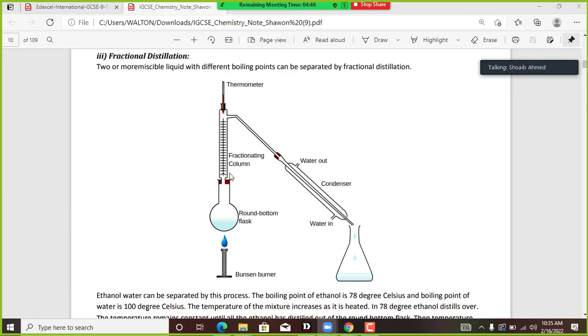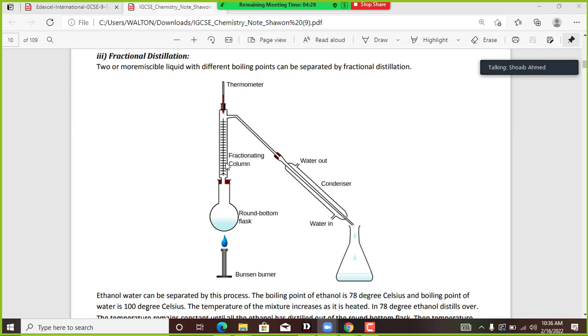When the temperature reading is 78 degrees Celsius, ethanol will start boiling and become a gas. This gas passes to the condenser, becomes liquid, and we can separate it. Then we keep heating.